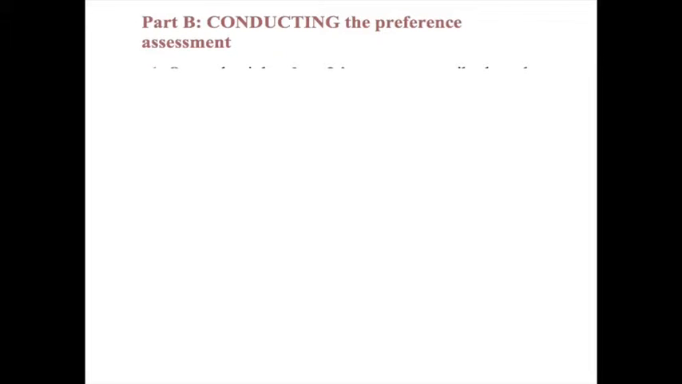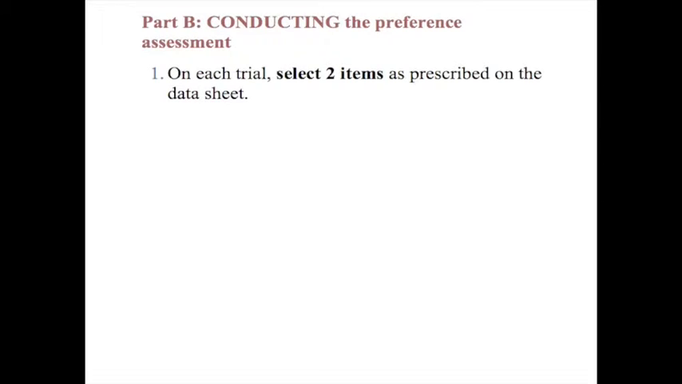Part B will help you in understanding how to conduct a preference assessment. On each trial, select 2 items as prescribed on the datasheet. Below is an example.